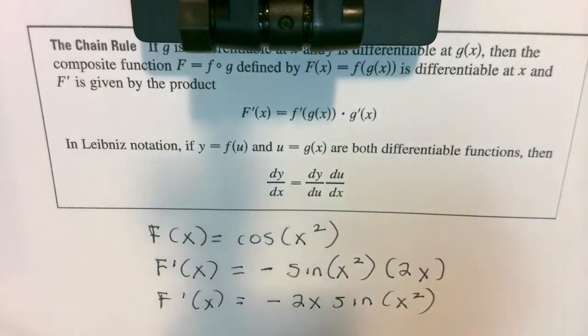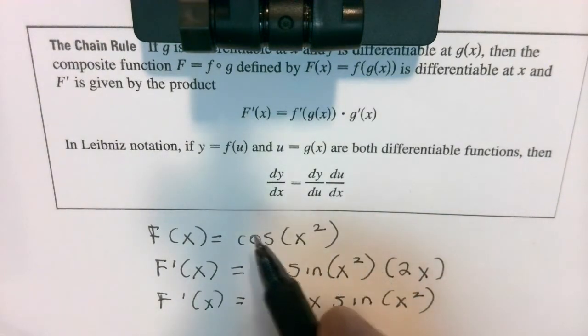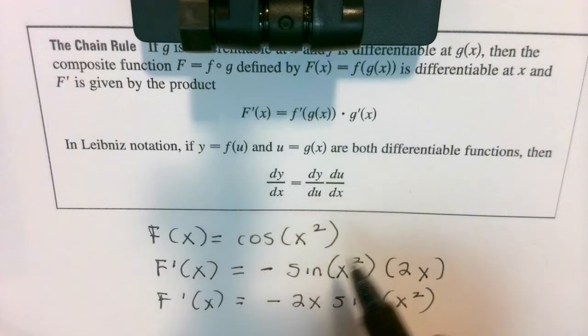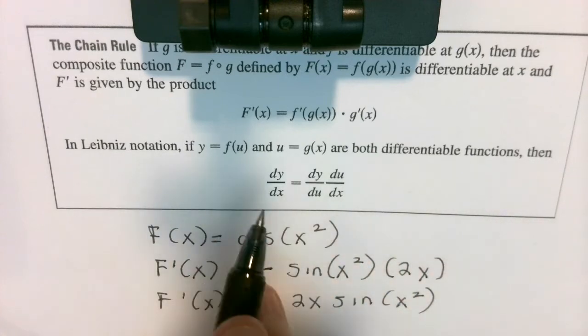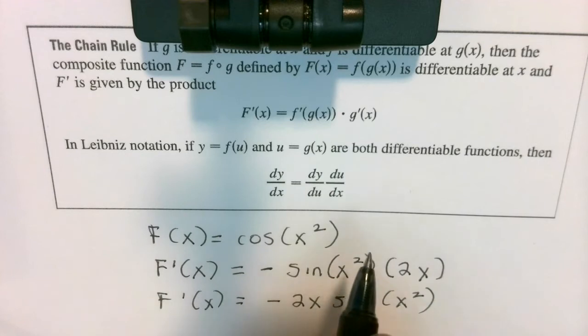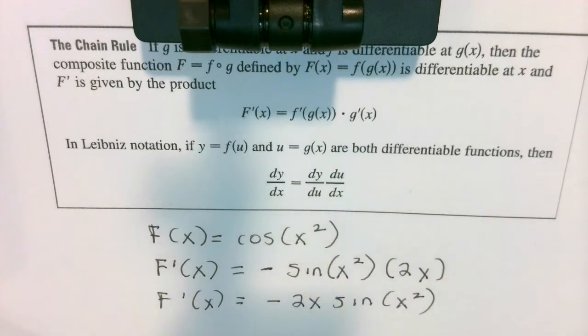So this is the chain rule. One mistake I see a lot of times people make is they do the derivative of the outside, and then they do the derivative of the inside while it's still inside. That's not correct. You need to do the derivative of the outside with the inside still the way it was, times the derivative of the inside.